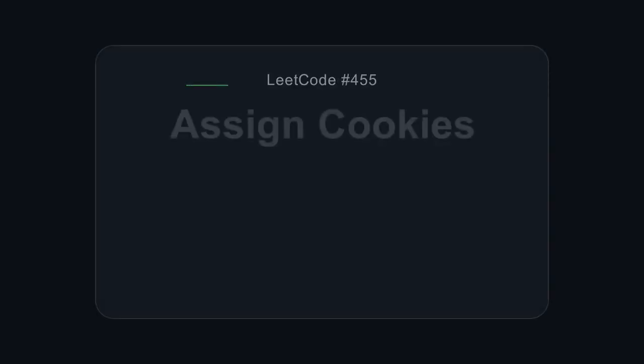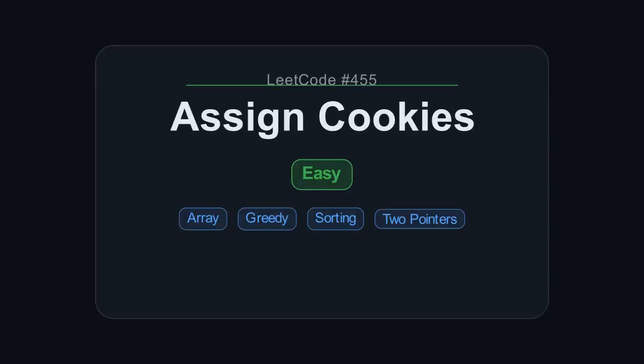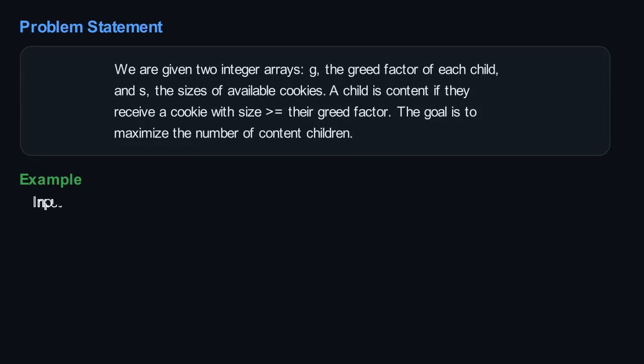Assign Cookies looks like a complex matching problem that needs a recursive search, but there is a simple greedy trick that makes this a breeze. The goal is to maximize the number of content children.